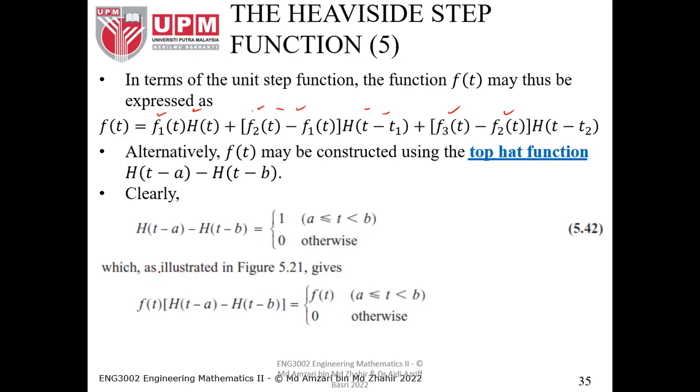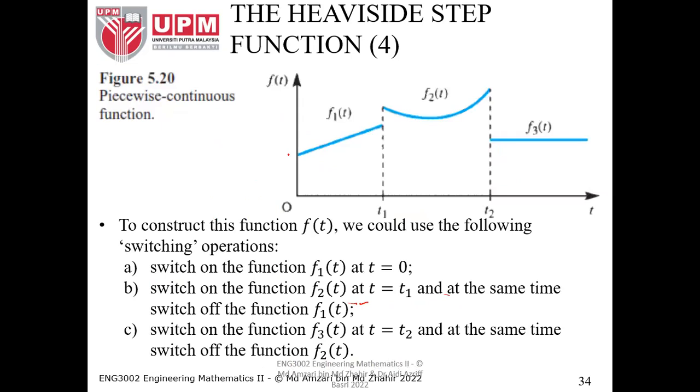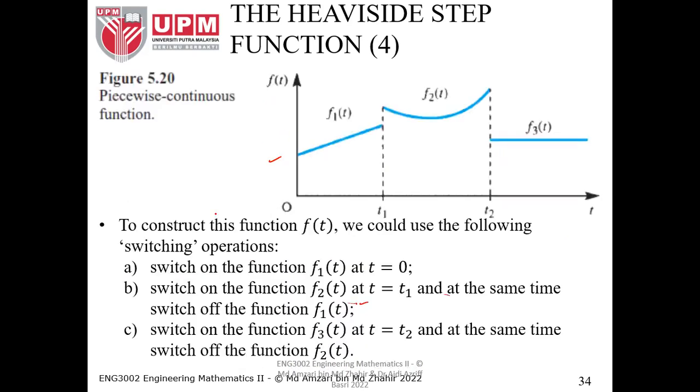In the Laplace transform, you just multiply with the function. For example, this one is an f(t) function. Then you times with this Heaviside step function. Then you will get these new conditions, for example, a top hat function here. Using this approach, the function f(t) in this figure may be expressed as equation 5. From this figure, we can change this to a Heaviside step function, something like this. Here we have 3 functions, which are f1, f2, and f3.